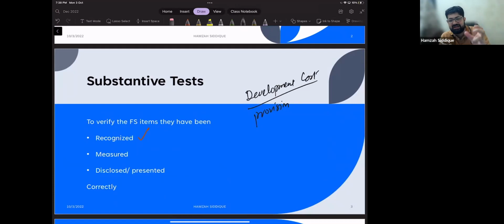So recognition criteria is there. A provision for restructuring has to be recognized when the restructuring plan is complete, when it is announced publicly before the year end, and when its cost can be measured reliably. So you see there is some recognition criteria which has to be met. The auditor verifies whether an item recorded in the financial statements by the company meets the recognition criteria or not.